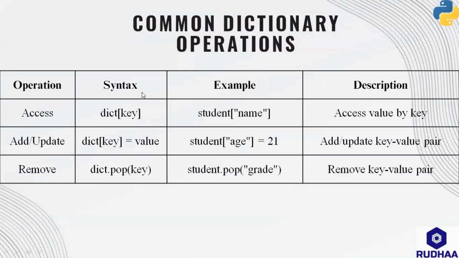So now the different dictionary operations. Here it is access, add, update, or remove. Three operations can be done. Accessing means dictionary of key. That means if we are given the key, the value will be accessed. So that is accessing. Add or update means you can change or modify a value. For example, student key is given and value is given, which means this particular value will be updated in this key. And for removing we use the pop command. Student dot pop grade means this will remove the key called grade. So these three are common dictionary operations.